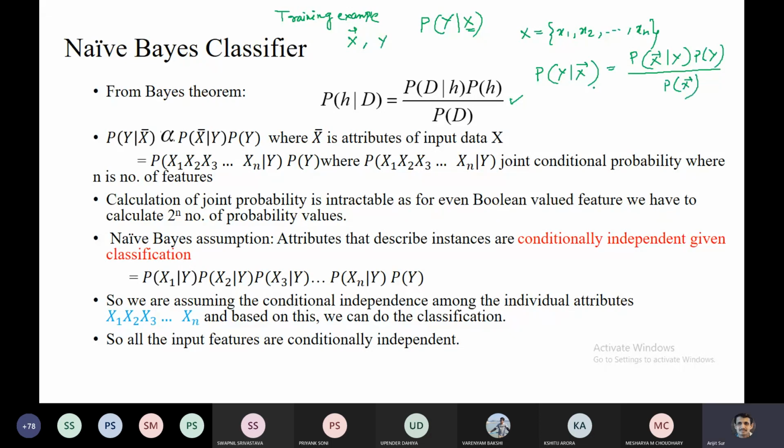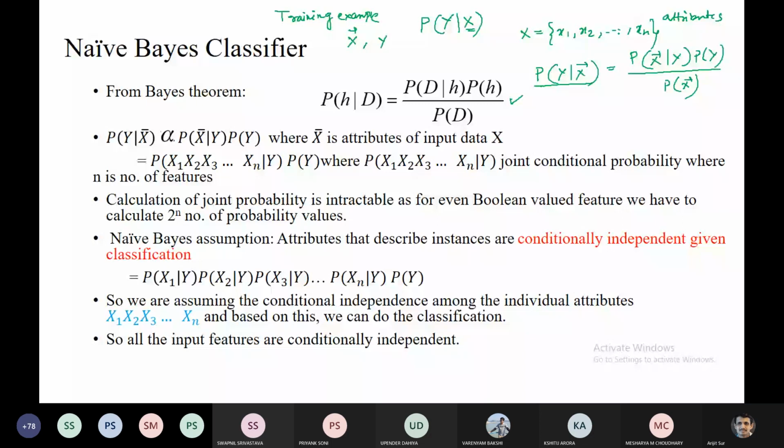So this is the thing. We can say this is the likelihood of the data. So we can treat the denominator as a constant. This term is basically proportional to P of x bar given y times P of y, where x bar is the attributes of input data x. Sometimes we call it a feature, an n-dimensional feature space or n-dimensional attribute space. As of now, it's the same thing.